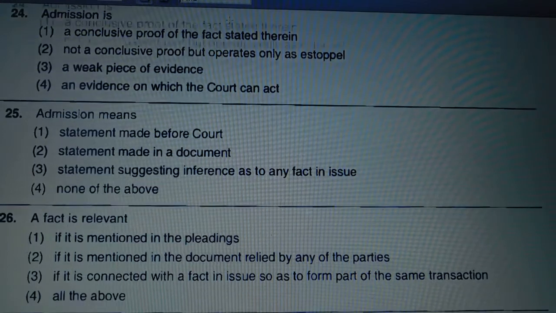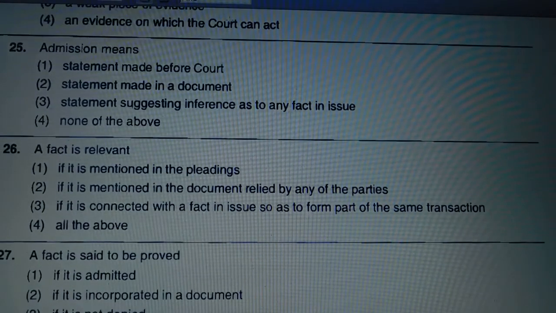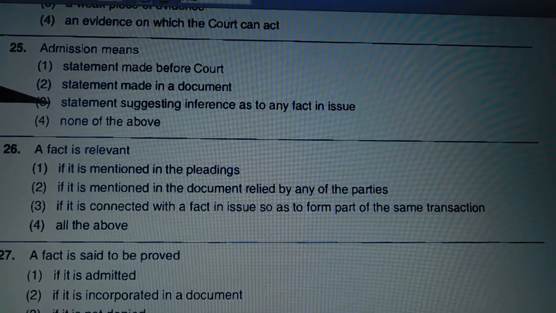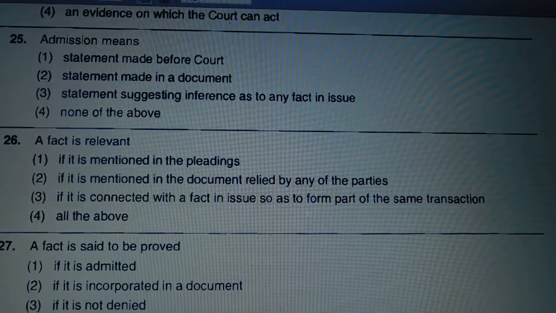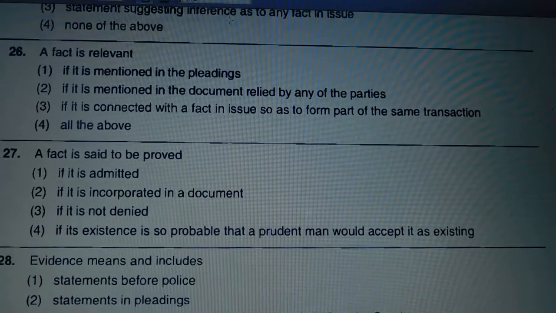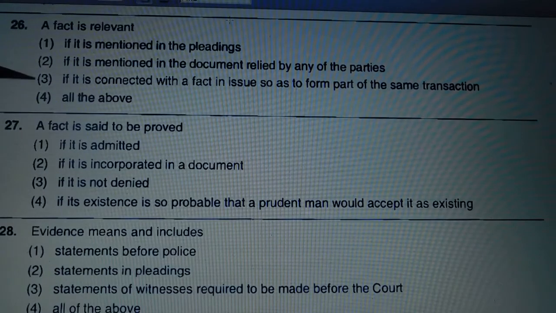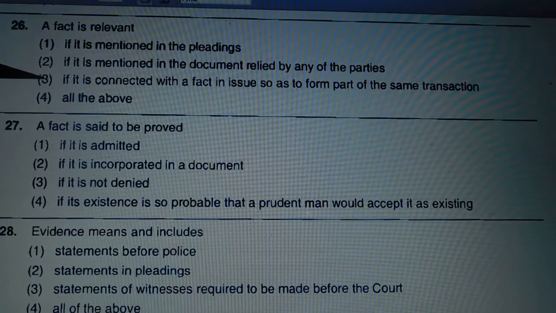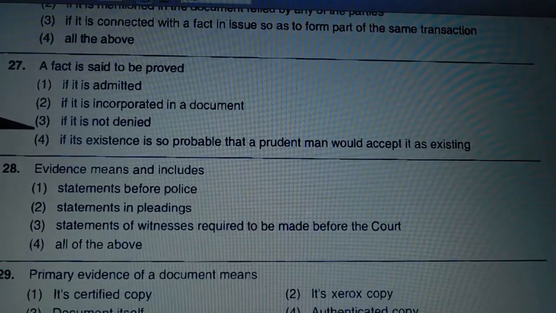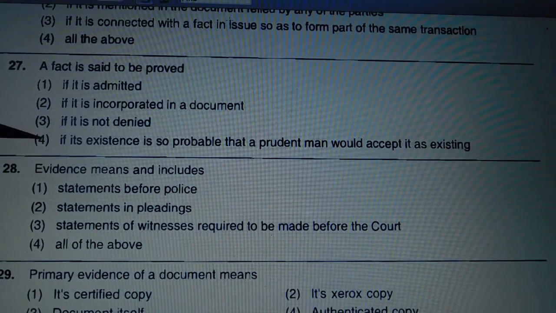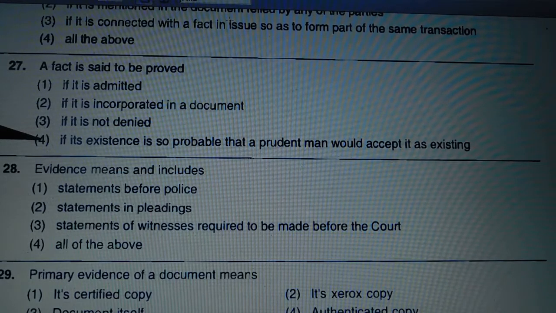Question number 25. Admission means, the answer is statement suggesting inference as to any fact in issue. Question number 26. A fact is relevant. The answer is if it is connected with a fact in issue so as to form part of the same transaction. Question number 27. A fact is said to be proved. The answer is if its existence is so probable that a prudent man would accept it as existing.